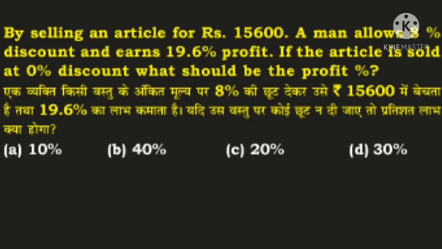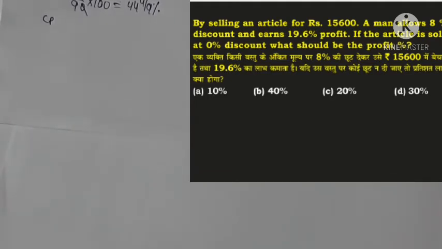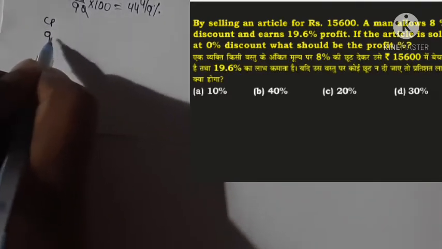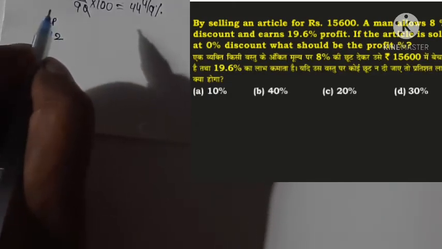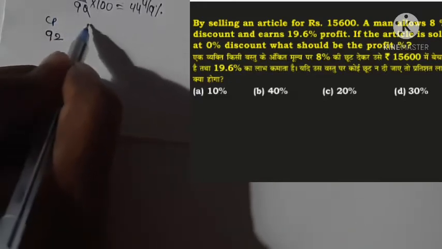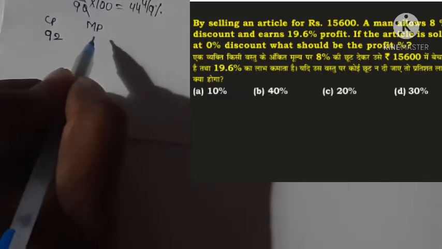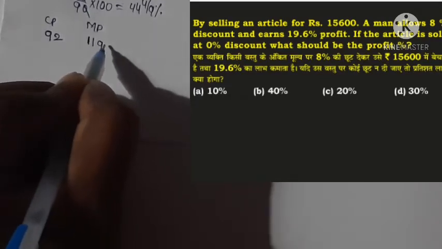By selling an article for rupees 15,600, a man allows 8% discount and earns 19.6% profit. If the article is sold at 0% discount, so what should be the profit percentage? So the cost price is equal to 100% minus discount percentage. If the discount is 8%, so 100 minus 8, the value is 92. The market price is 100% plus profit percentage, 100% plus 19.6, so 119.6.